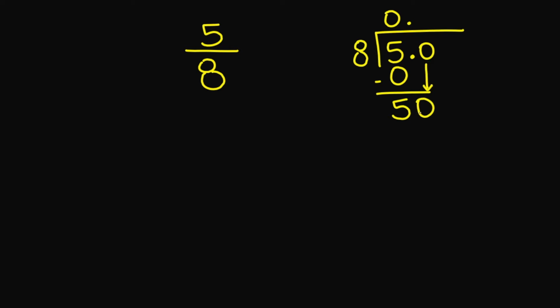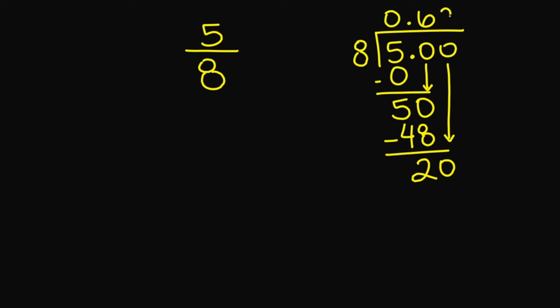8 now goes into 50 now how many times? It goes in 6 times. 8 times 6 is 48. 50 minus 48 is going to equal 2. I'm going to bring down another 0. 8 goes into 20 now how many times? It goes in 2 times. 8 times 2 is 16. 20 minus 16 is going to equal 4.